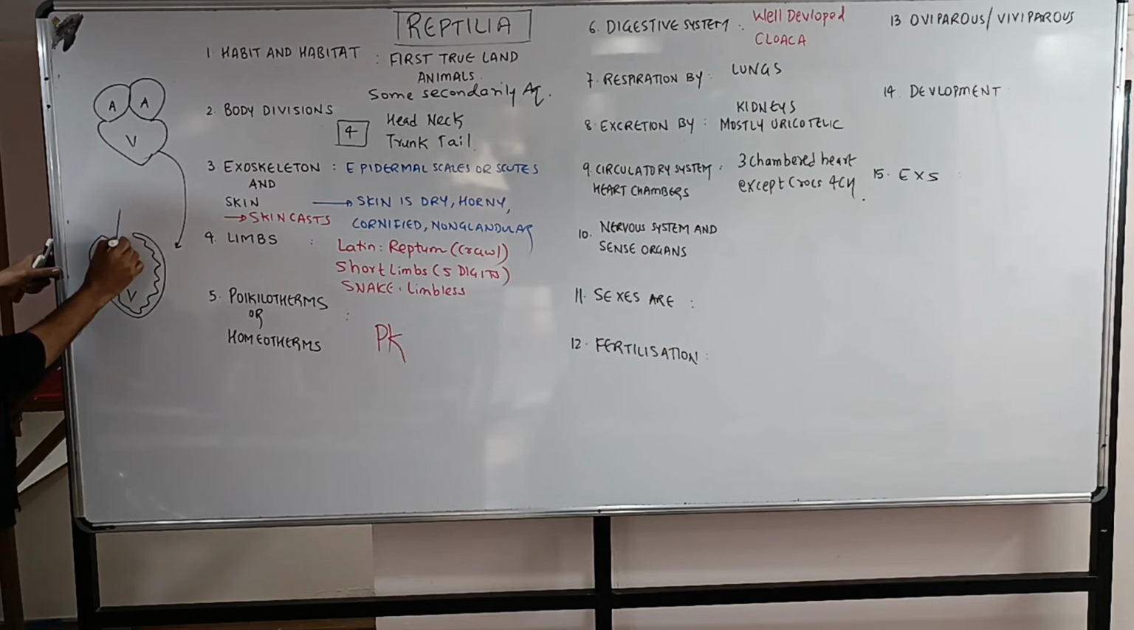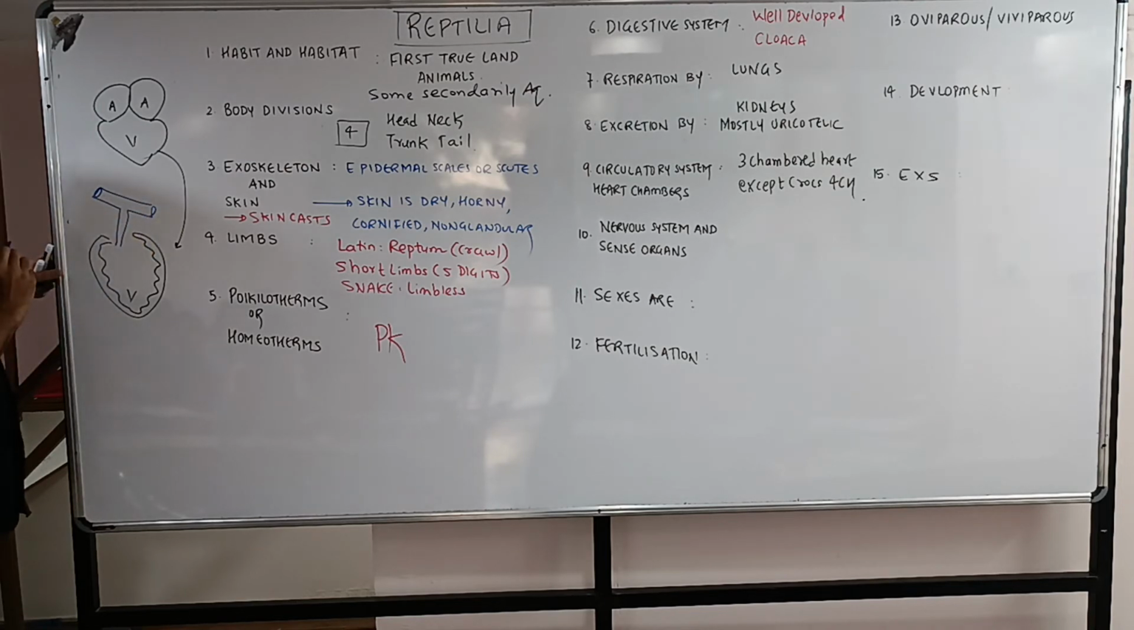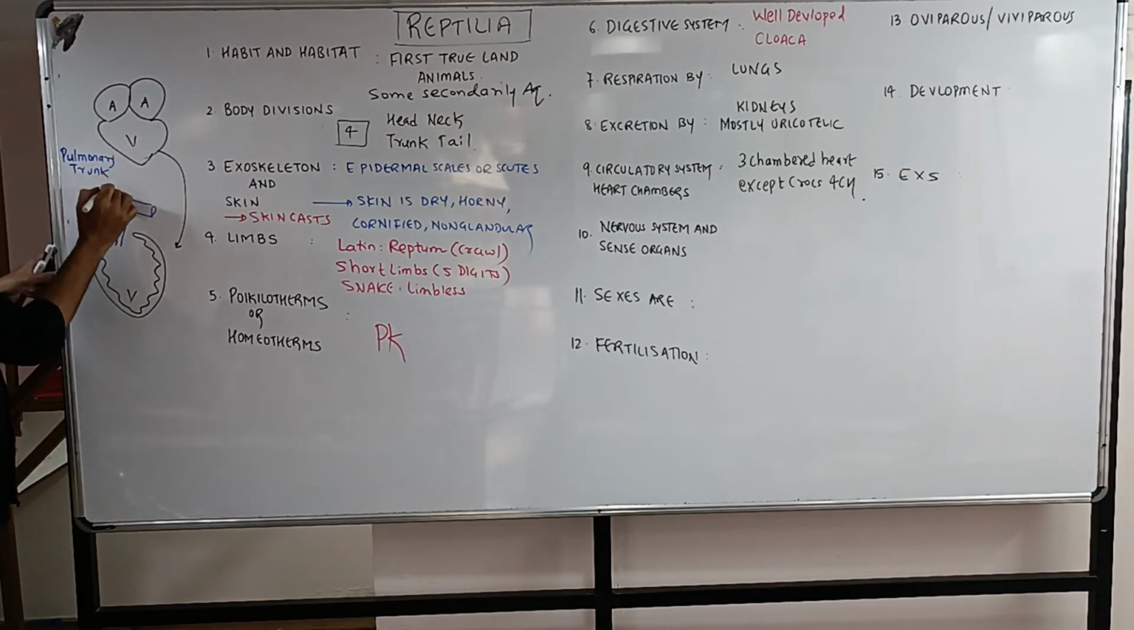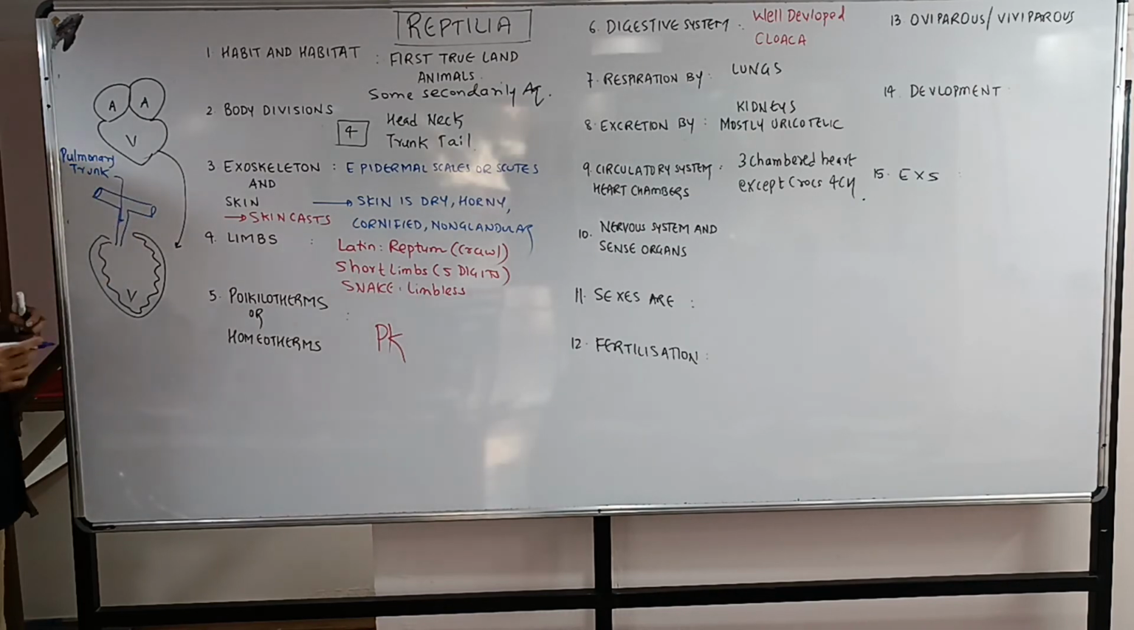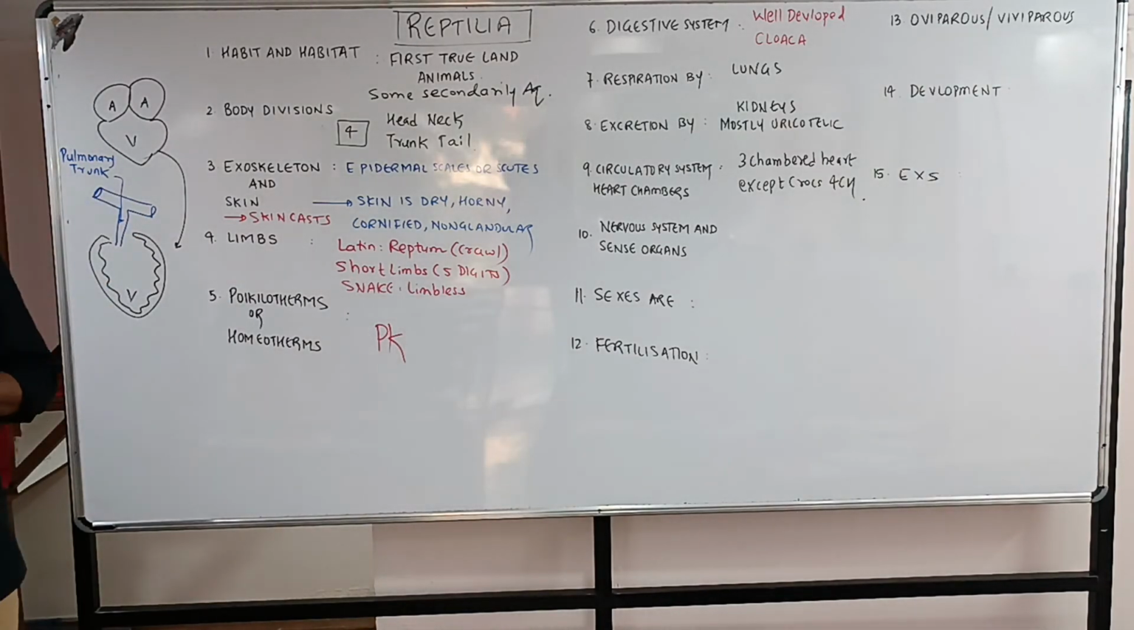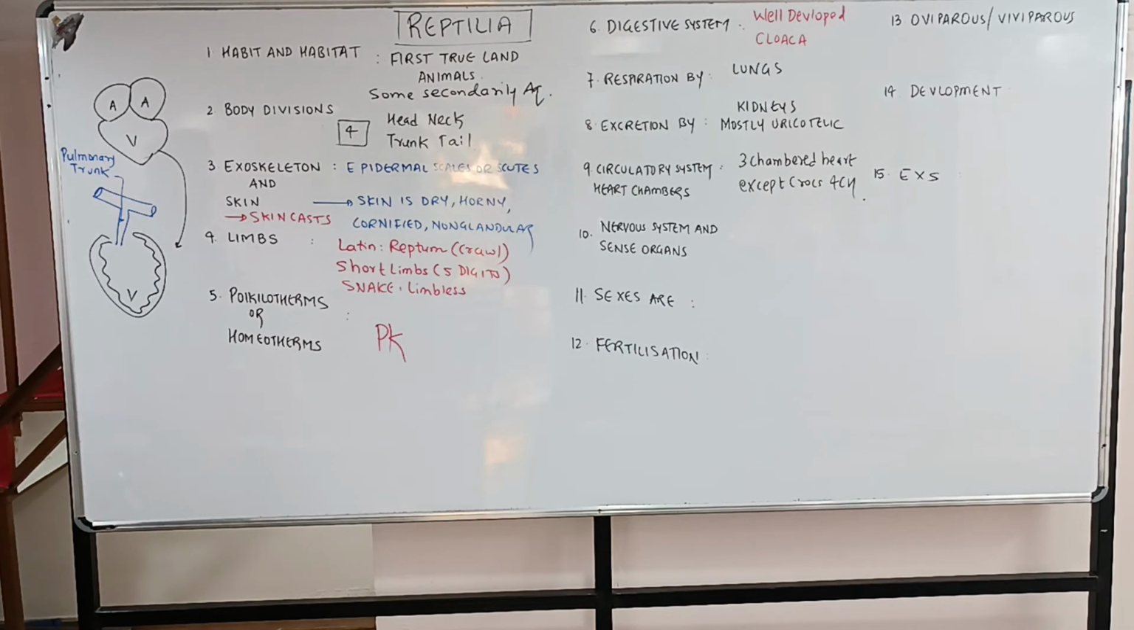And from the ventricle arises a pulmonary trunk. What arises? Pulmonary trunk. Which will carry blood to the lungs for oxygenation.